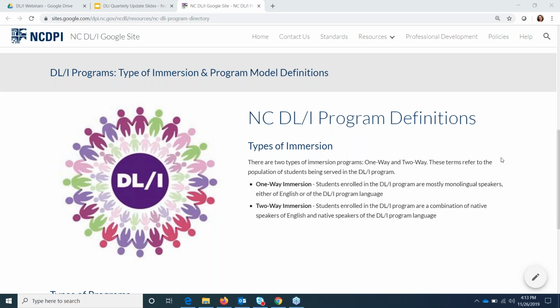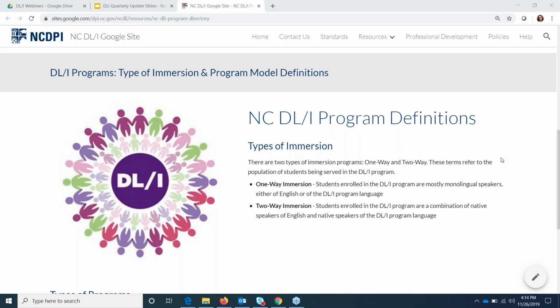A two-way program is very different from that because students enrolled in a two-way immersion program are actually a combination of native speakers of English and native speakers of the DLI program language. In North Carolina, two-way programs are mostly Spanish DLI programs. So they have about 50% of their students who are native English speakers and about 50% who are native Spanish speakers. We do have a couple of programs that look at Chinese in a two-way immersion setting, but like I said, mostly they're in Spanish. And that's true for the rest of the country as well.